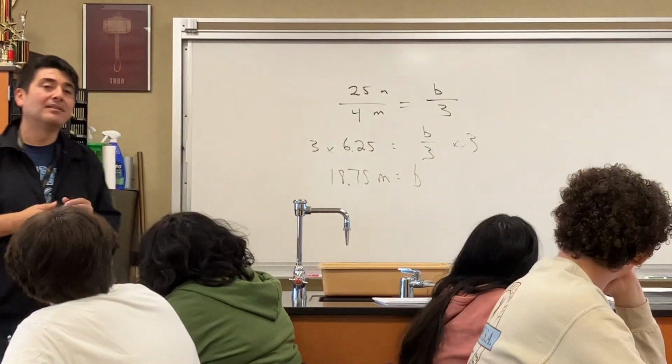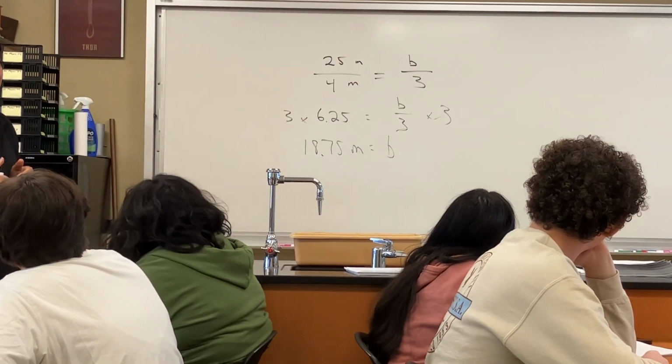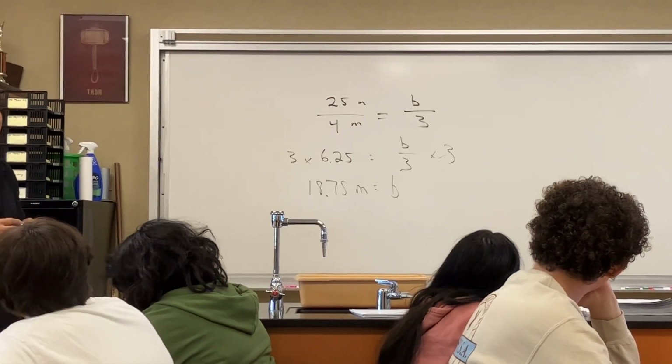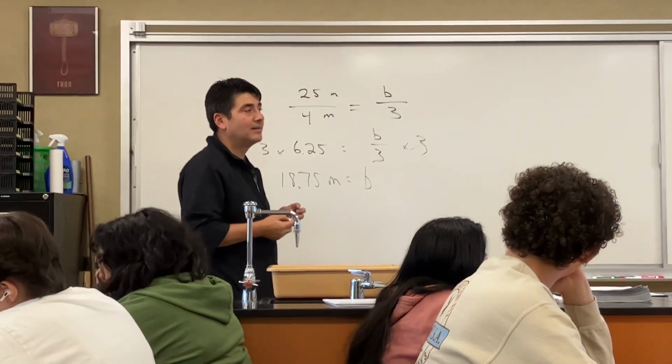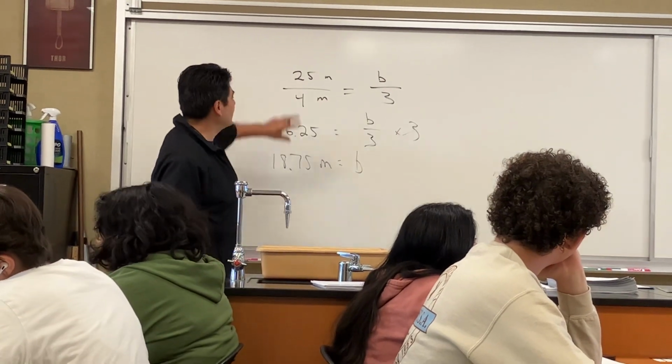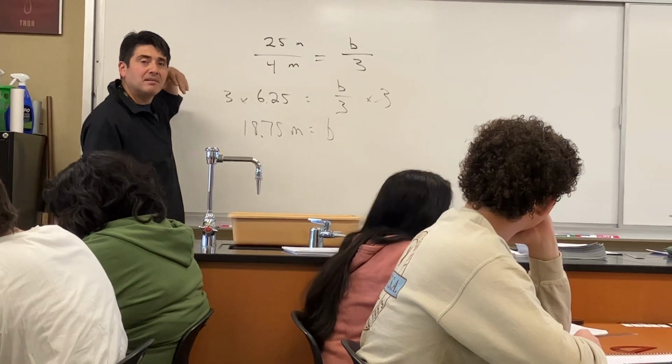Yes? Just to clarify, you could also do the ratio of the side lengths in their own triangles, right? So you could have, like, I did 4 over 3 equals 25 over B. Yeah, that's the same as this, but upside down, right? 4 over 3 equals 25 over B. Yeah, you can do that. So any proportion, as long as they're related proportions, can work too. Okay. Any proportion works.